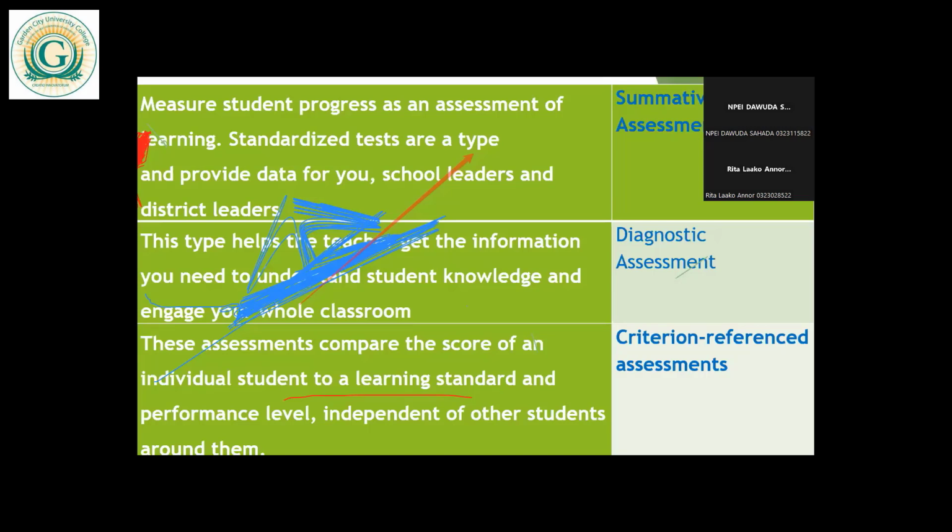It doesn't matter the scores of other students. The focus is, are you able to meet the standard that has been set? So if it's out of 55 and you are 10 in a class, and out of the 55, nobody had up to 55. The highest person maybe had 53.